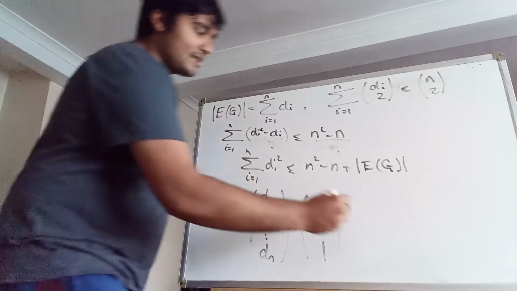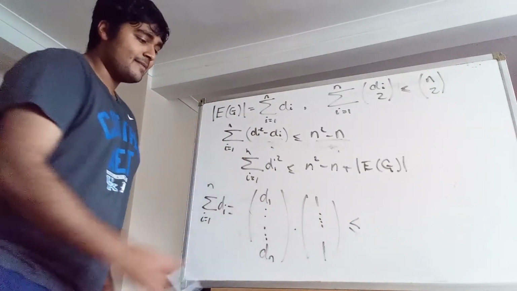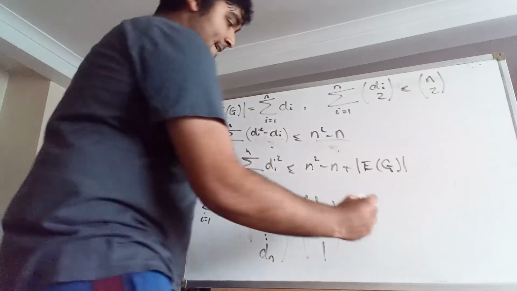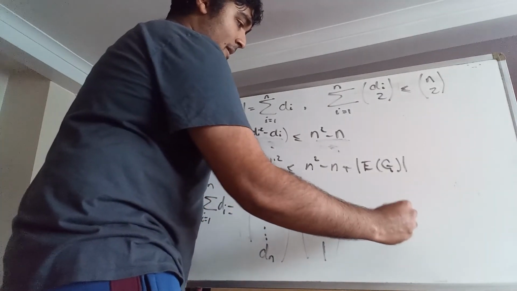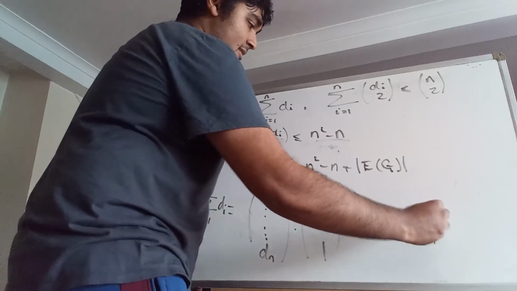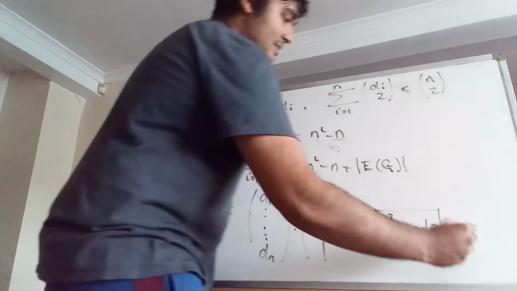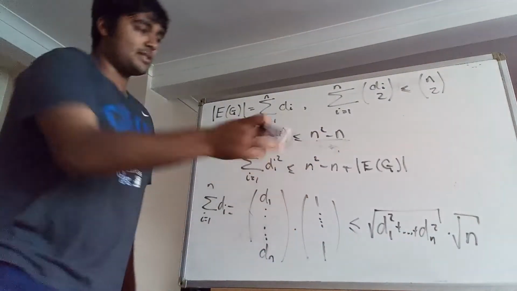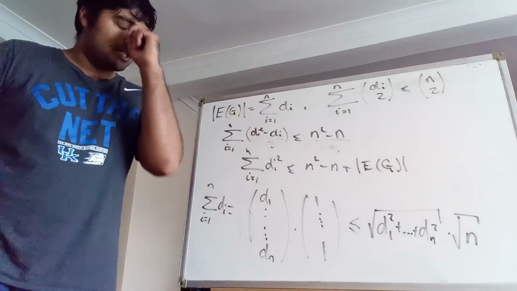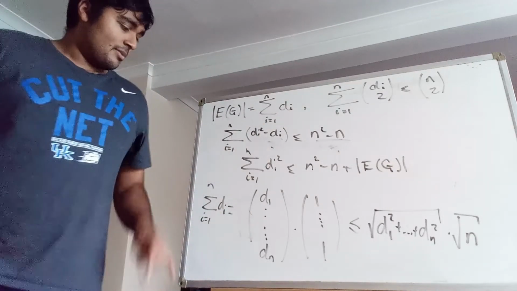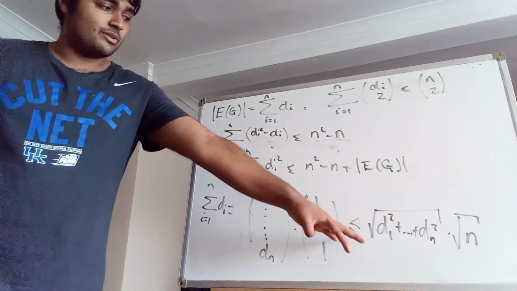But by the Cauchy-Schwarz inequality, this is going to be less than or equal to the magnitude of this times the magnitude of that. The magnitude of this guy here is just the square root of d1 squared plus dot dot dot plus dn squared, and multiplied by the magnitude of this guy here, which is just going to be the square root of 1 squared plus 1 squared plus 1 squared and so on n times, which is of course the square root of n. So we get the sum from i equals 1 to n of di is less than or equal to this guy here.